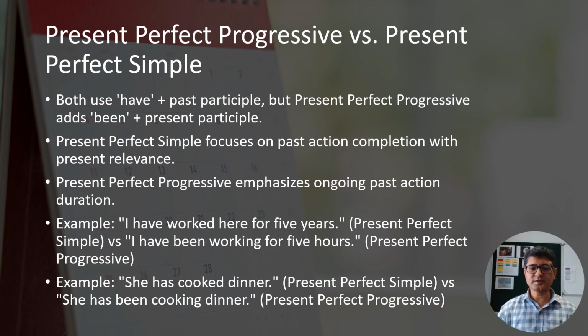Let's look at these examples. The first one is from present perfect tense. I have worked here for 5 years. So it means although the action is complete, it has some connection with the present. I have been working for 5 hours. It means the action continues still. There is a sense of ongoing activity. Let's look at these examples. She has cooked dinner, which means the action is complete. Maybe she has done this recently already. And look at this. She has been cooking dinner. So it means the action continues, right?